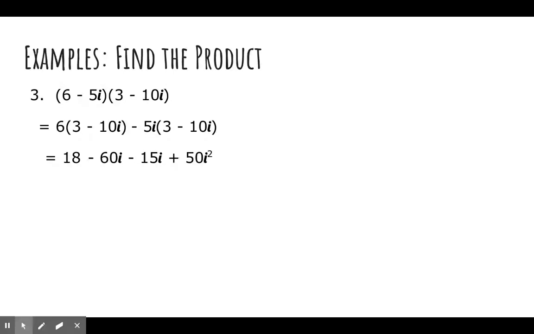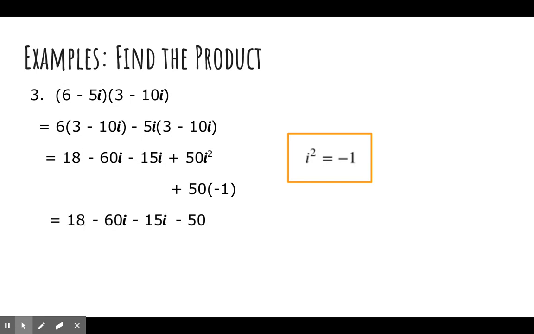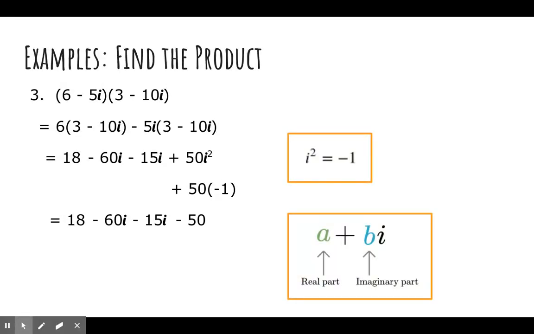As always, be very careful with your signs. We have i squared that equals negative 1, so we'll replace the i squared. 50 times negative 1 gives us negative 50, and bring down the first 3 terms. To write our answer as a complex number, a plus bi, we'll need to combine the real parts and the imaginary parts. So we have negative 32 minus 75i.